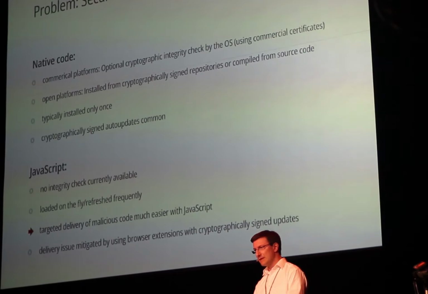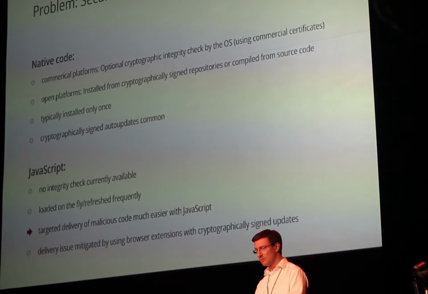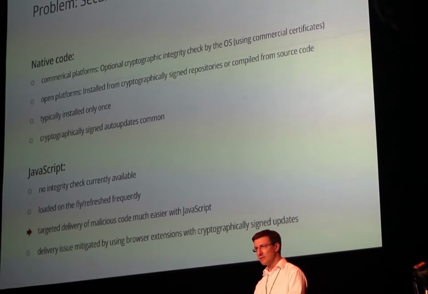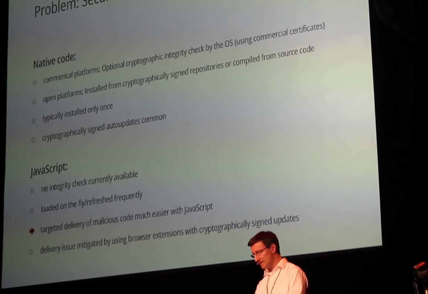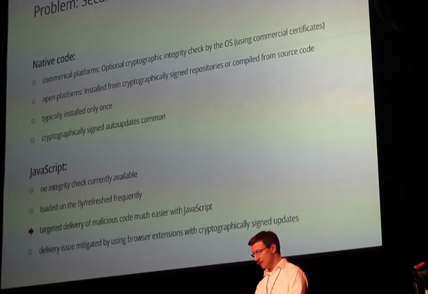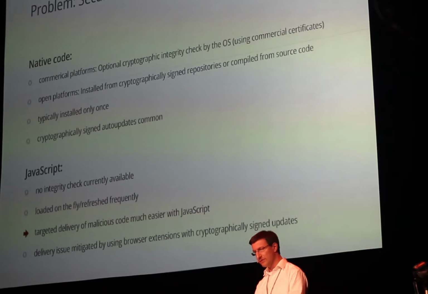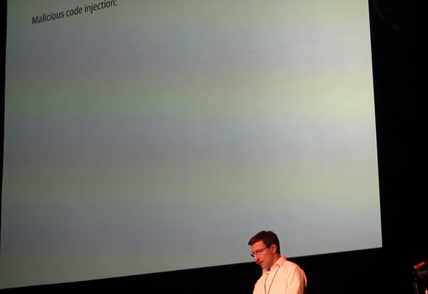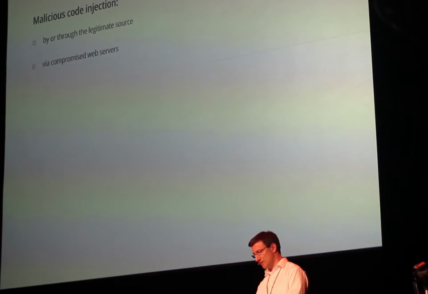And there is a mitigation mechanism. You can install browser extensions that still don't have full access to the machine, but they are then holding the JavaScript locally, so you don't have to reload it from the server every time you visit the site, and you can cryptographically sign the updates. So this brings it back to the cryptographically signed auto-update scenario of native code, and that's what we offer as an option. If you want to inject malicious code, there are various vectors or sources.